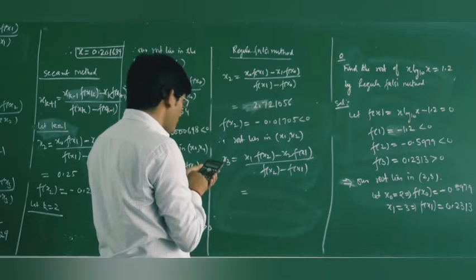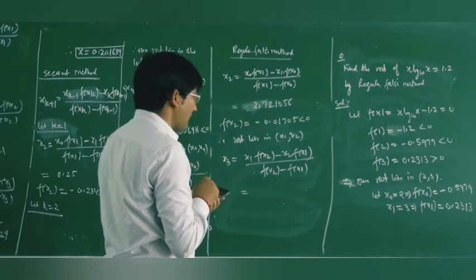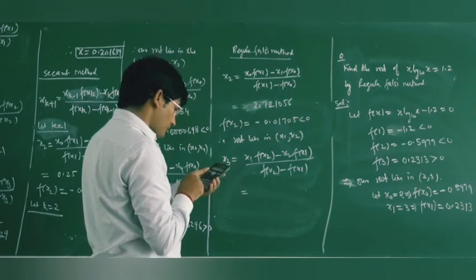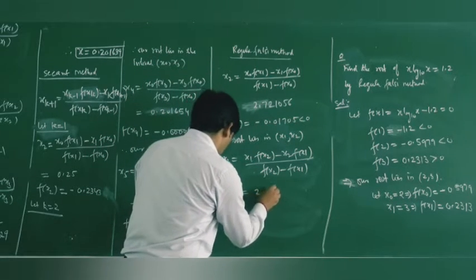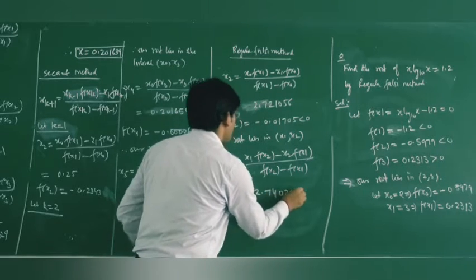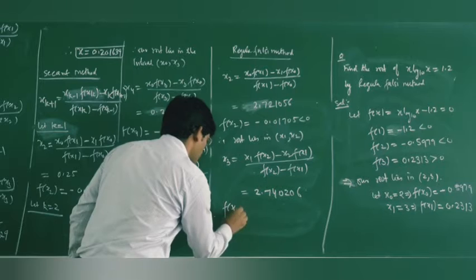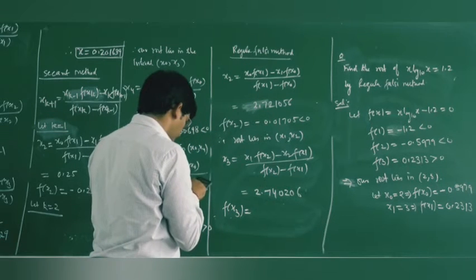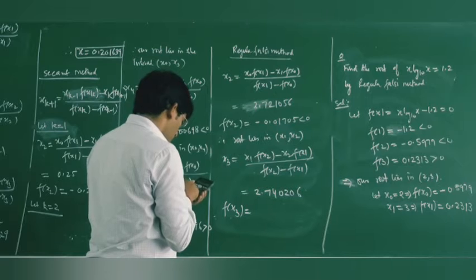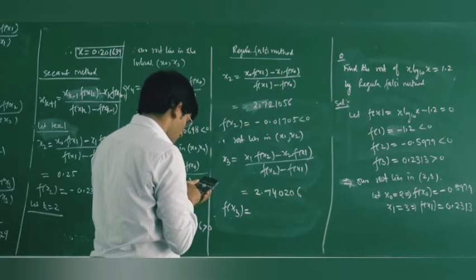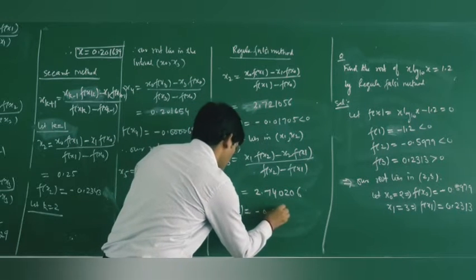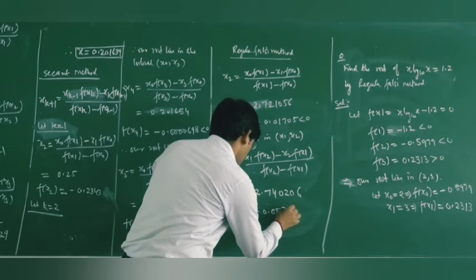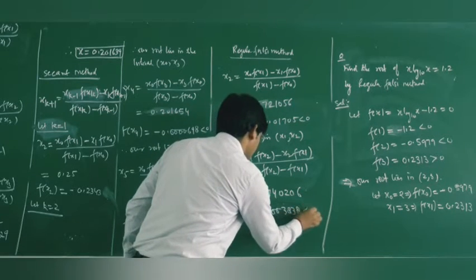F of x2 is minus 0.01705. Then we have minus f of x1, which is your 0.2313, and this is equal to 2.740206. So this is your x3, and now the value of the function at this x3 is equal to 0.003838, and again this is your negative.